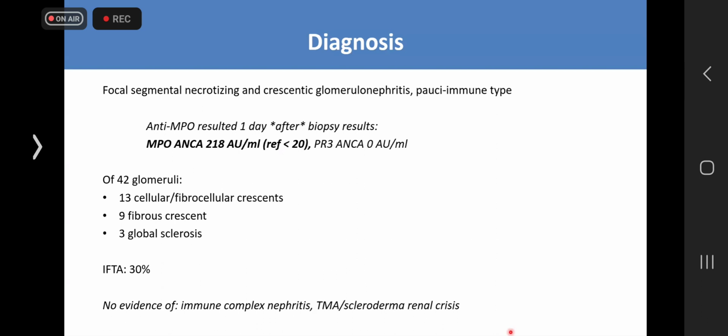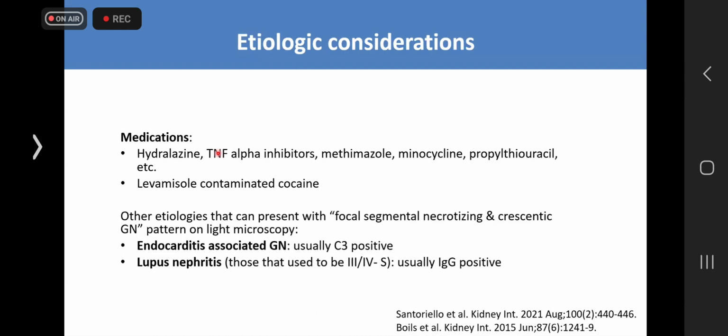And you can see here that sometimes we can get the results before the serology. So anti-MPO antibody resulted one day after the biopsy result, and it was positive. So this is classic for MPO ANCA vasculitis involving the kidney. And back to you, Pietro. Oh, yeah, actually, one more thing.